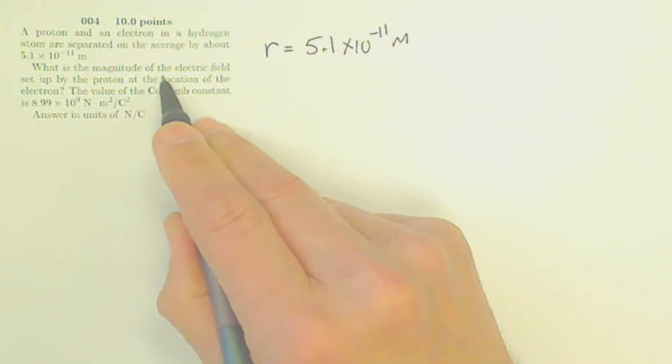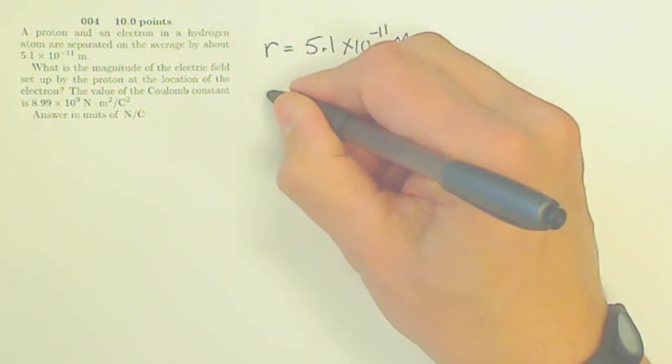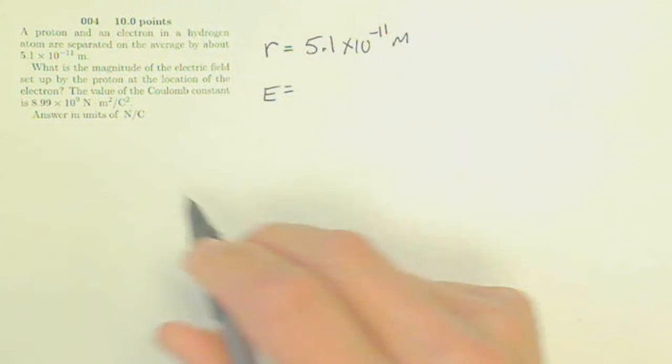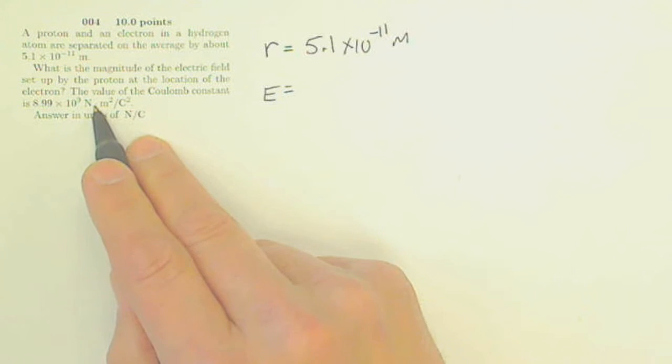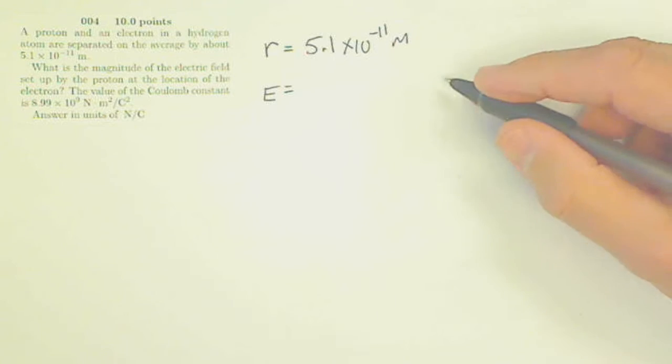What is the magnitude of the electric field set up by the proton at the location of the electron? So I want to find my E field strength. The value of the Coulomb constant is given. Now, one way to get E field strength would be my force divided by my charge.